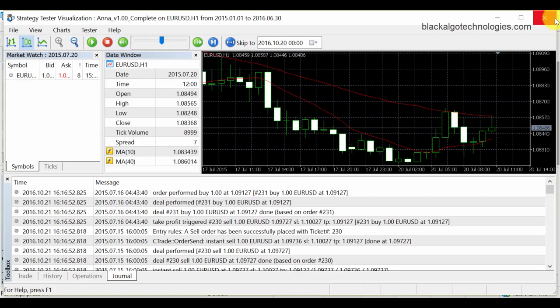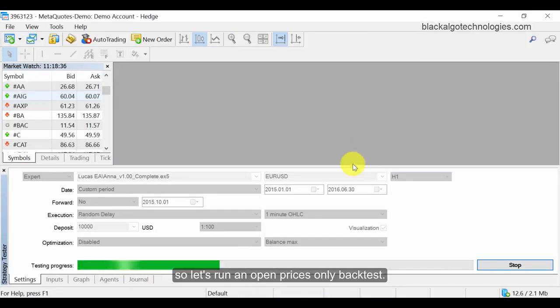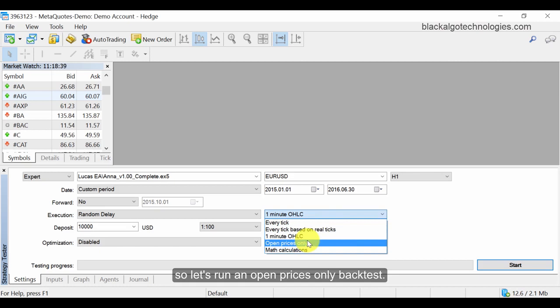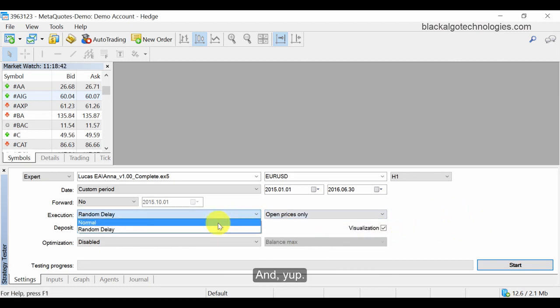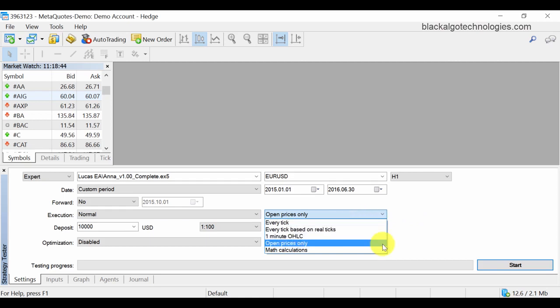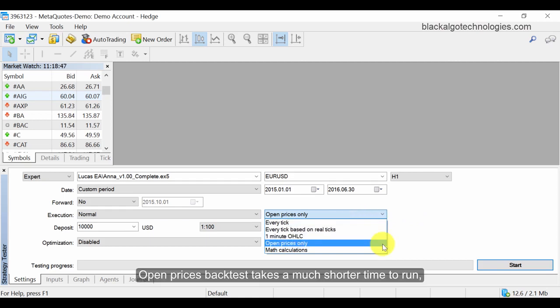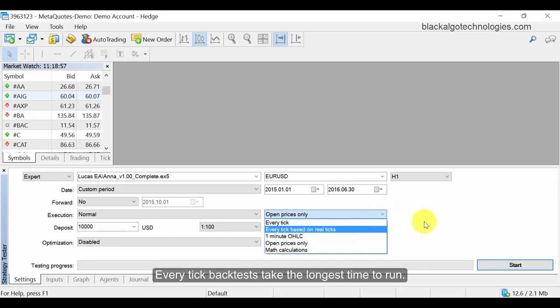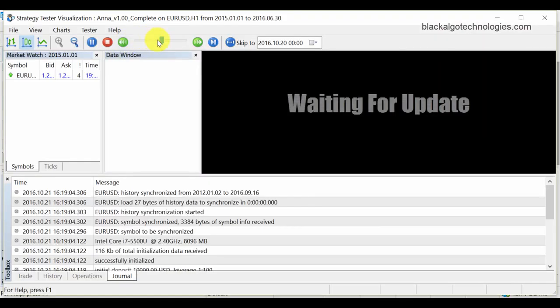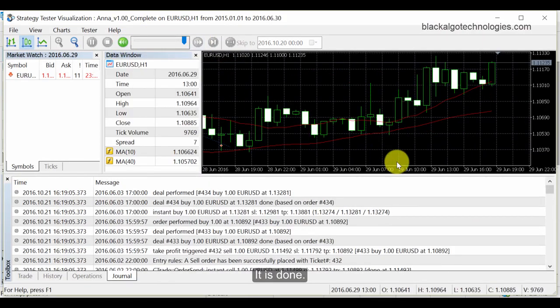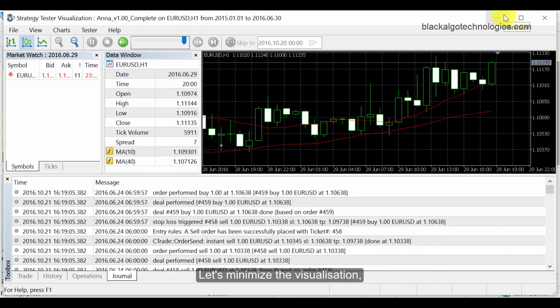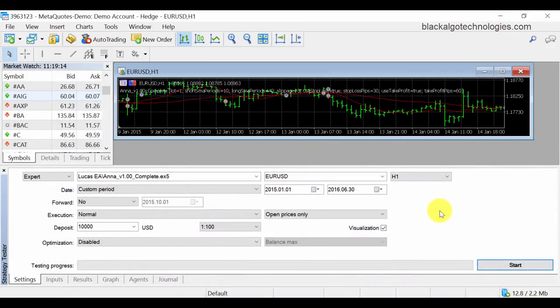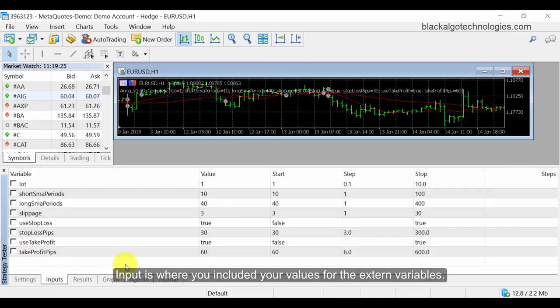Alright, let's stop this. It may take a while, so let's run an open prices only backtest. And yep, open prices backtest takes a much shorter time to run compared to the other three. Every tick backtest takes the longest time to run. Okay, it's done. Let's minimize the visualization and look at the other tabs. Input is where you included your values for the external variables.